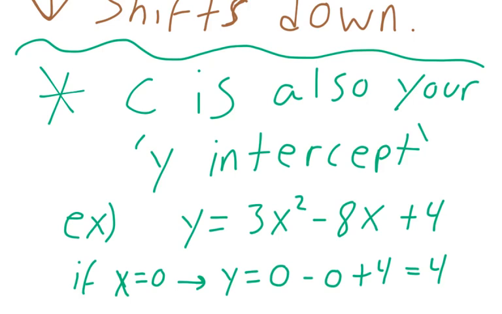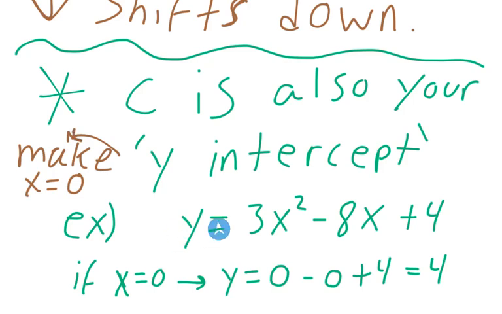Look at this function right here. Y equals 3x squared minus 8x plus 4. So to find the y-intercept, you just have to make x 0. This goes back to graphing in algebra 1, just graphing good old-fashioned lines. So you make x 0.